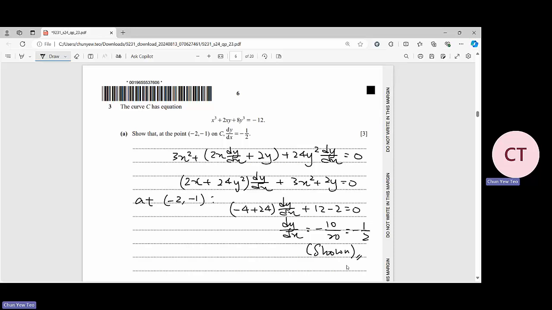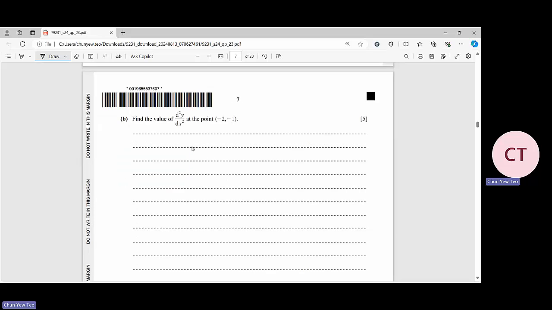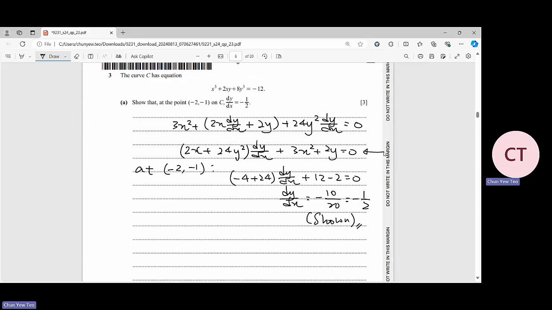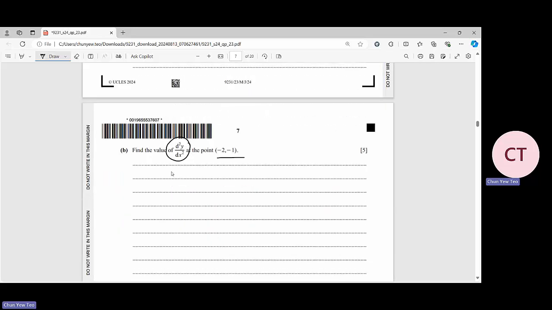Okay, so this part is quite straightforward. Now we want to do the B. Part B is asking you to find d squared y over dx squared, the second derivative at the same point as well. So the second derivative, I will differentiate from here. It will be easier. So differentiate. Let me just copy down. Easier. No need for me to refer up and down. So this one is 2x plus the 24y squared dy/dx from the part A. This is the result that we have, 3x squared plus the 2y.